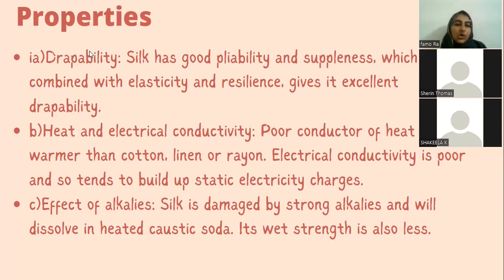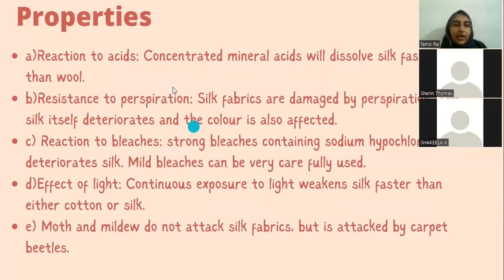The wet strength is also less for silk compared to cotton. Now, reaction to acids also. Concentrated mineral acid dissolves silk faster than wool. So silk gets damaged by acids. Then perspiration. Silk fabrics are damaged by perspiration. That is, your sweat damages the fabric. So the silk itself deteriorates, and the color is also affected.